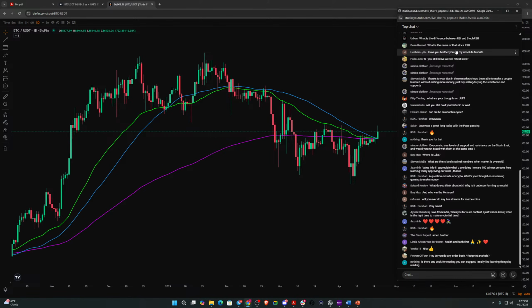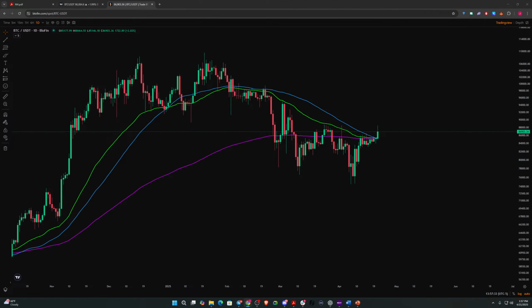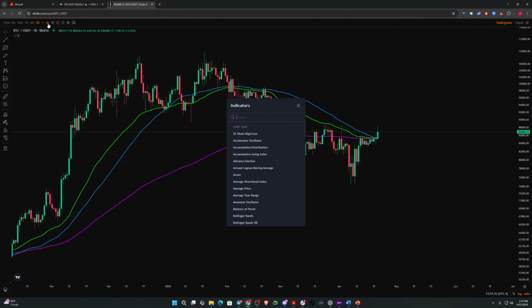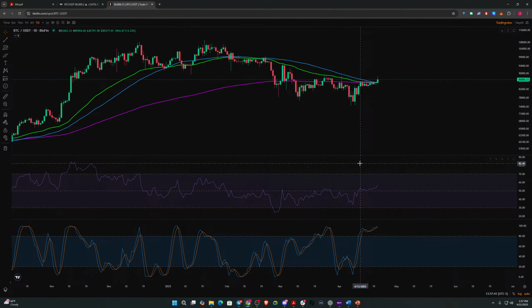Dean says, what is the name of that stock RSI? Yeah, it's called stochastic RSI, Dean. So if you go to your indicators and type in stochastic RSI, it's right here. You just click that, and then it'll add it to your chart. And also you can see the name. I'll put it right here.